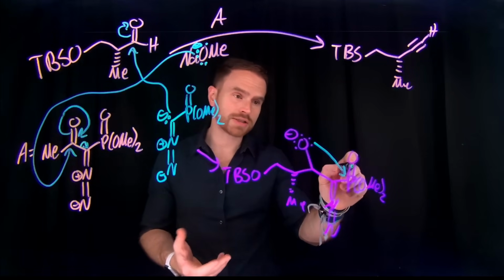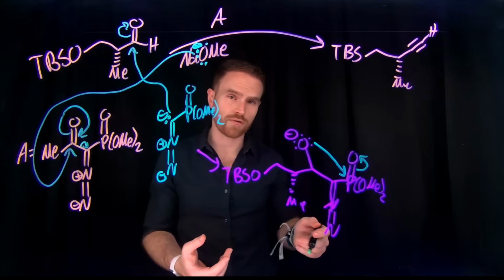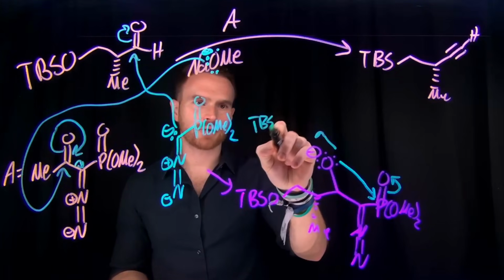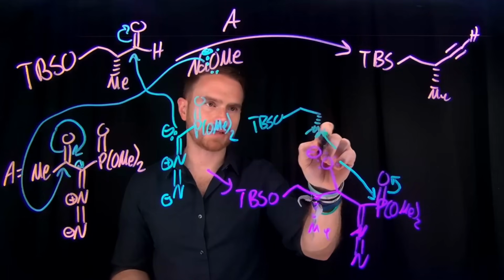And in doing so, this is going to necessitate us kicking up these pi electrons to oxygen in order to conserve our charges. So then the product of that transformation will still have most of our molecules looking the same, where we have that TBSO group. We still have our methyl group coming down at this position.